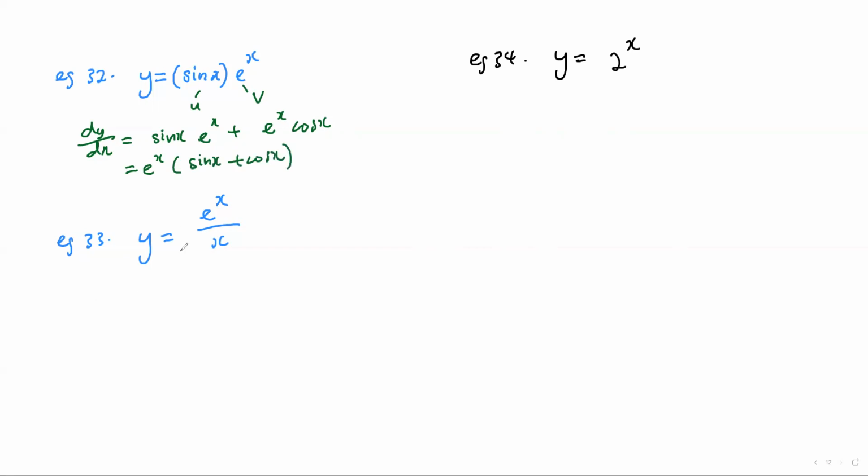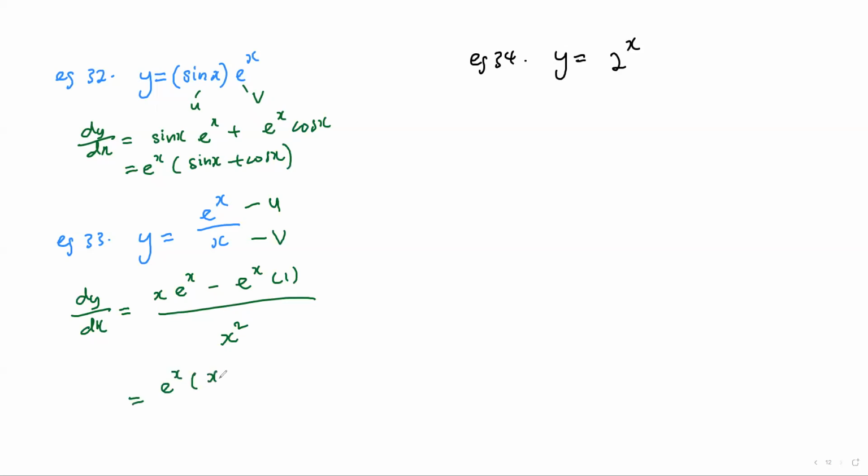Okay, so for example 33, we have to use the quotient rule. This is u and this is v. So dy/dx would be v times du/dx minus u times dv/dx, over v squared. Okay, so you can factorize out e to the power of x, and this will be x minus 1 over x squared.